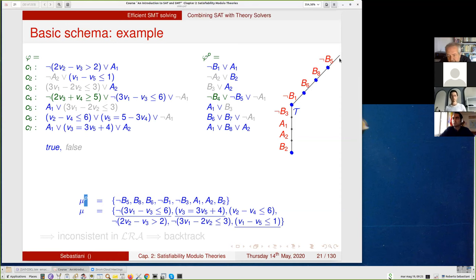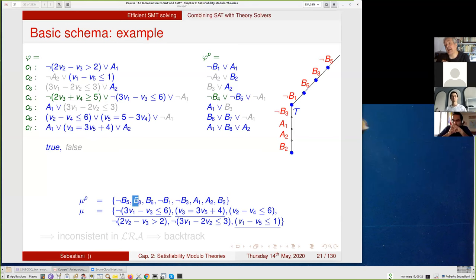Now, I have this truth assignment, and it is collected by this set of literals here. Notice that we have some original literals, for instance A1 and A2 here, and we have some newly introduced literals. So what happens? I map back these literals into the space of LRA. For instance, not B5 corresponds to not (V1 minus V3 smaller or equal than 6), and B8 corresponds to V3 equals 3V5 plus 4, and so on and so forth.